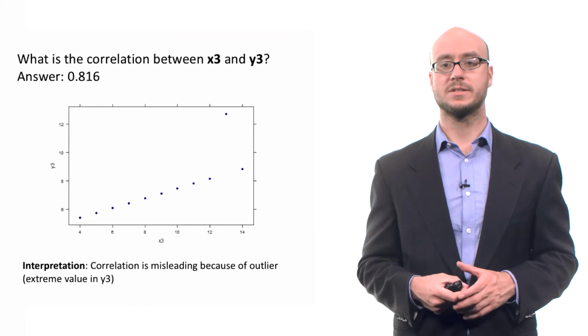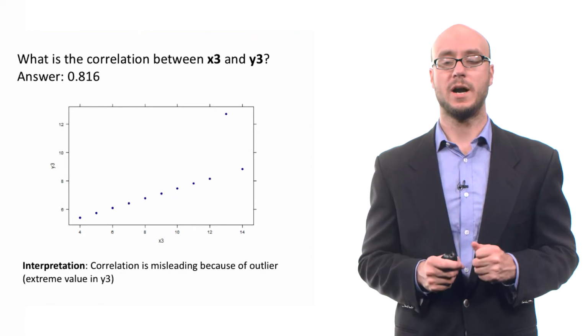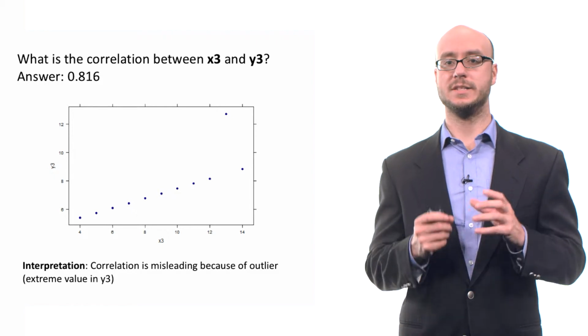If we look at the next set of data, x3 and y3, again, the correlation is 0.816.